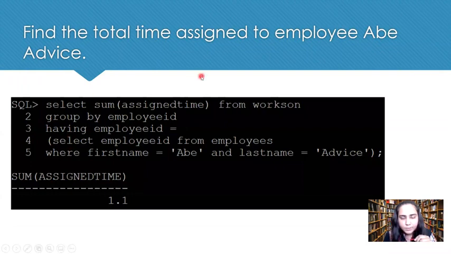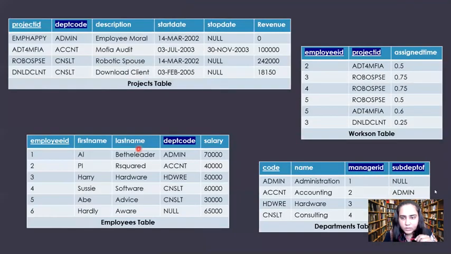It says total time assigned to ABitWise. So you can write down select sum assigned time from works on. In this case, we are applying a group by clause and a having clause, because this is necessary if you want to find out total time for a particular employee. Before we do this, let's first see the database and how it looks here. This is the employees table, and this is the works on table. You want to find out from the works on table what is the total time assigned to ABitWise.